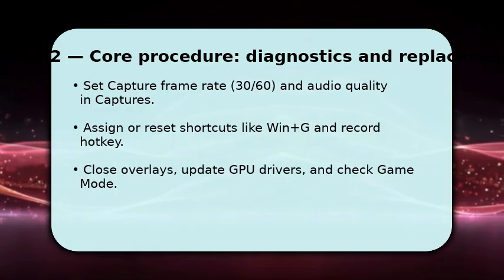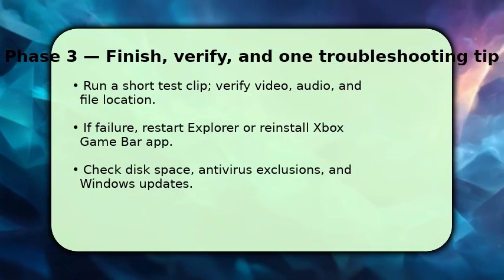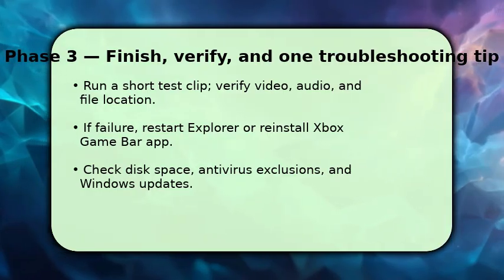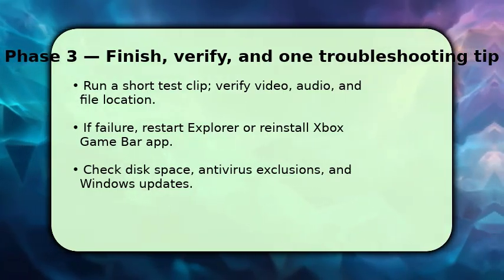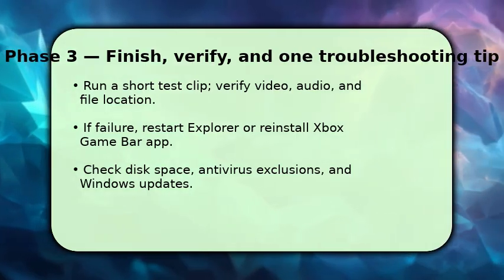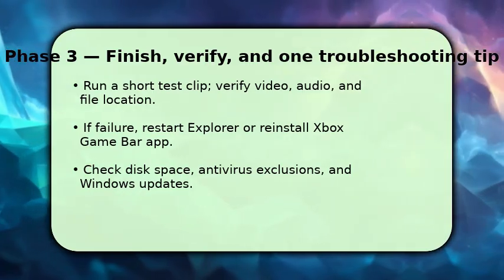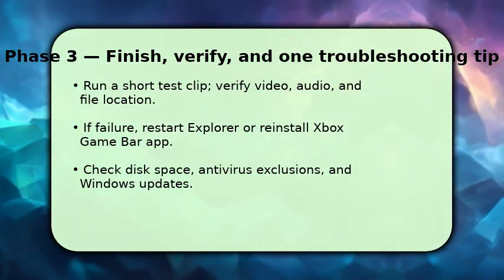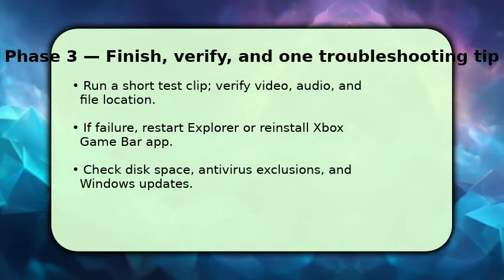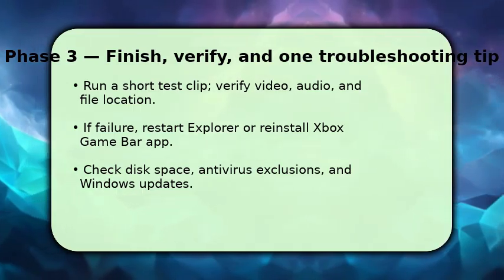Finally, run a short test clip in the exact game or app you use. Check video, audio, and that the file's saved to the expected folder. If recording fails, restart Explorer or reboot. That often restores overlay hooks. Reinstall the Xbox Game Bar app from the store if problems persist. Also check disk space, antivirus or folder permissions, and install pending Windows updates. One troubleshooting tip: if nothing records, create an antivirus exclusion for the capture folder and confirm Xbox Game Bar has.